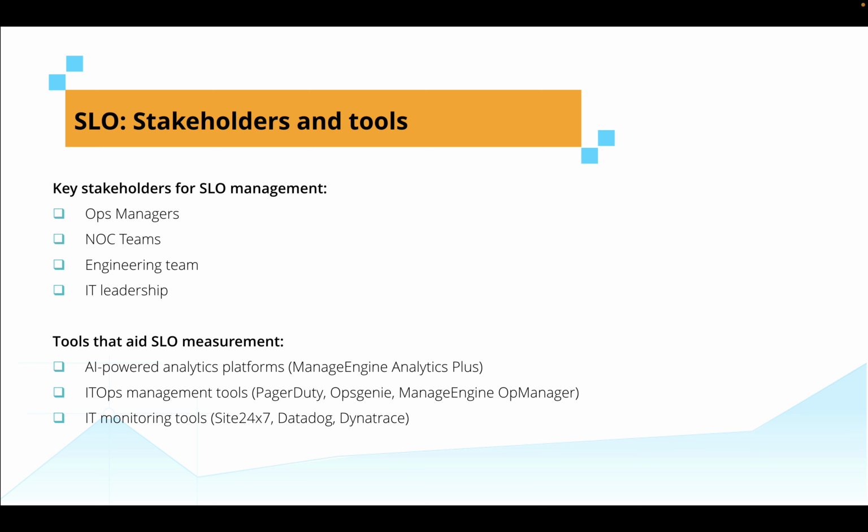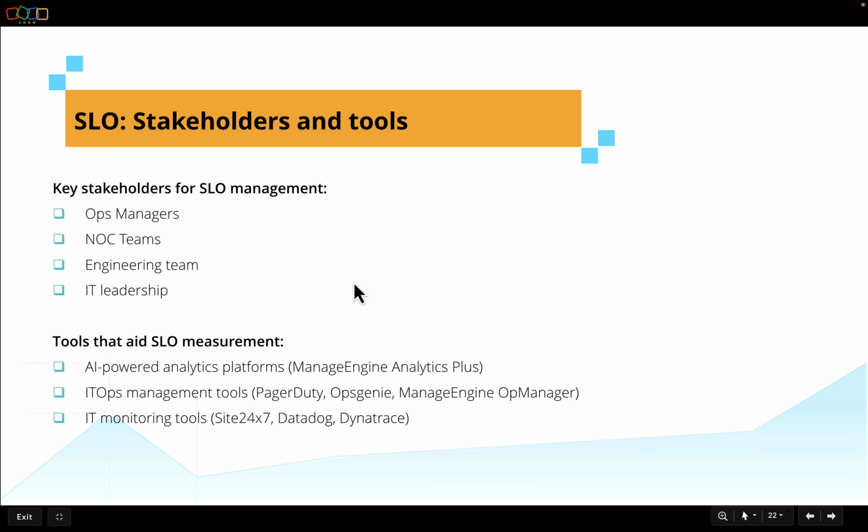And for this, you need data from the entire IT landscape, right? For tracking that data, the first and most important tool required is an AI-powered analytics platform, ManageEngine Analytics Plus. An AI-powered analytics platform from ManageEngine integrates data from various monitoring tools like Site24x7, Datadog, and Dynatrace, and your IT Ops management tools like Opsgenie, PagerDuty, and ManageEngine OpManager. And they detect and generate alerts for potential SLO breaches.